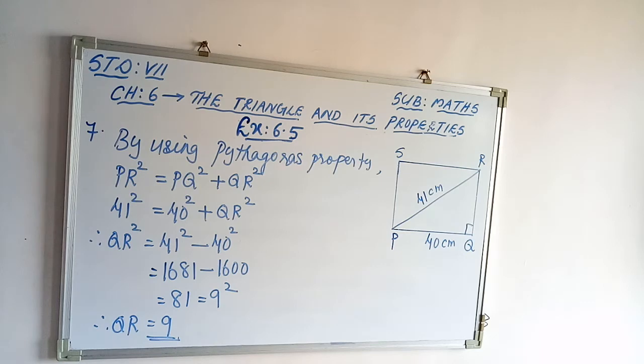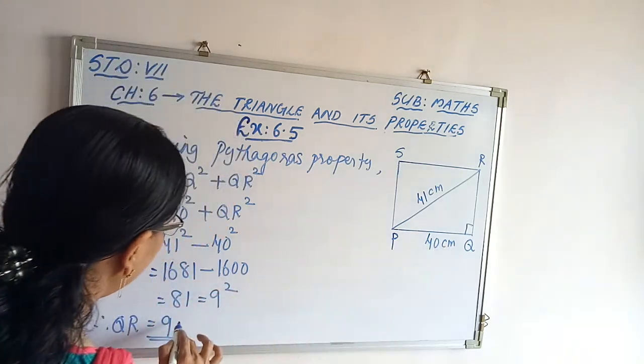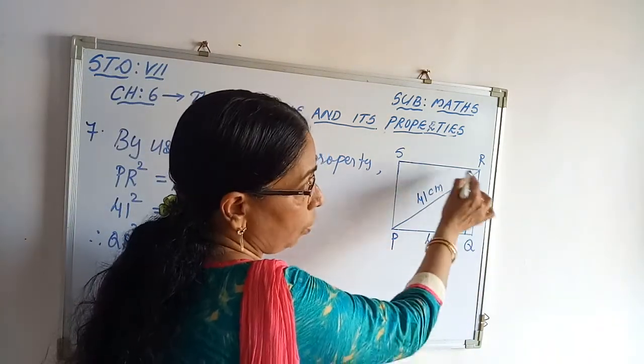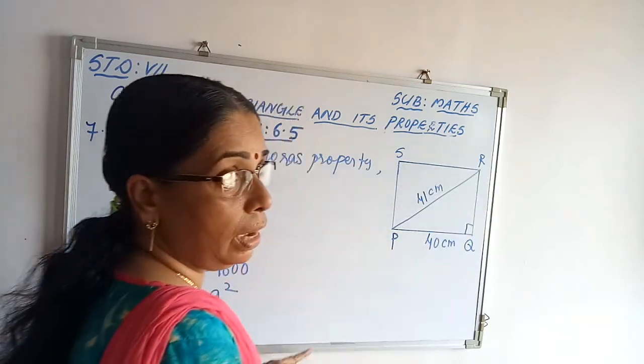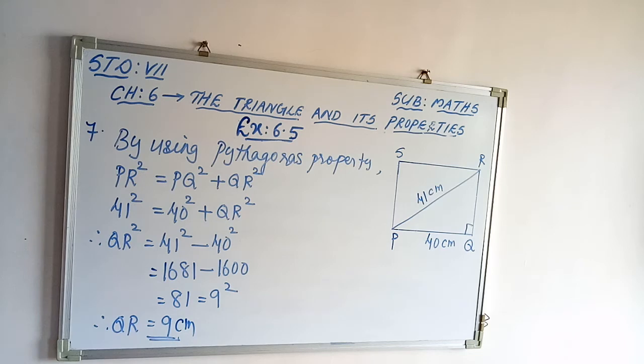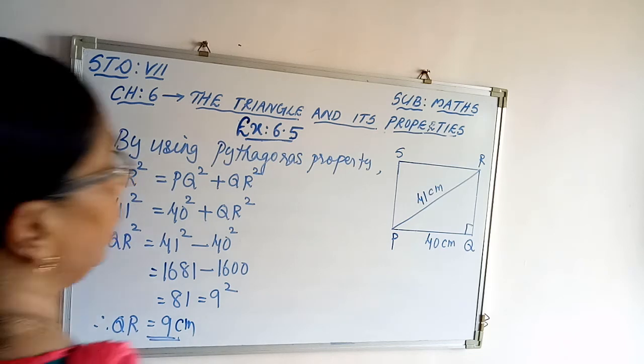Is that clear? QR is equal to 9 centimeter. As it is given in centimeter, this also is centimeter. In this diagram, that is for the rectangle, what is QR? It is the breadth. So we got QR, the breadth, as 9 centimeter. So what are you asked to find out? Perimeter of the rectangle.